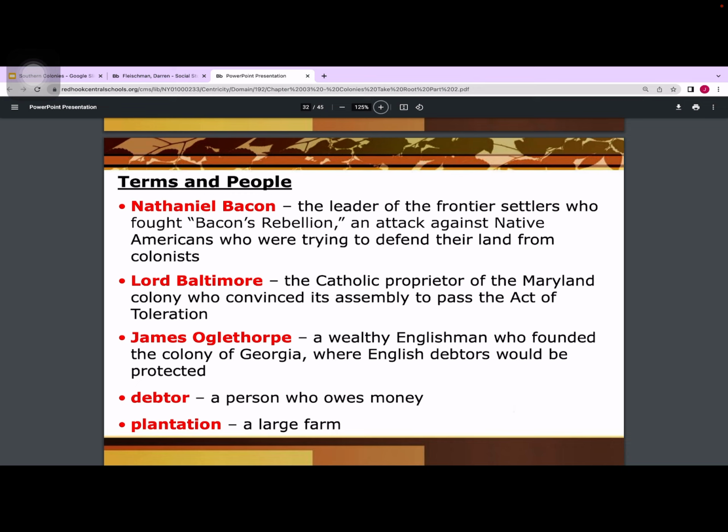Those people who came over from England that were poor in Georgia, well, guess what now? They came to Georgia. What do they have a lot of now? They have a lot of money now because they're growing tobacco and they're investing in this plantation idea. Now they can pay the debt.